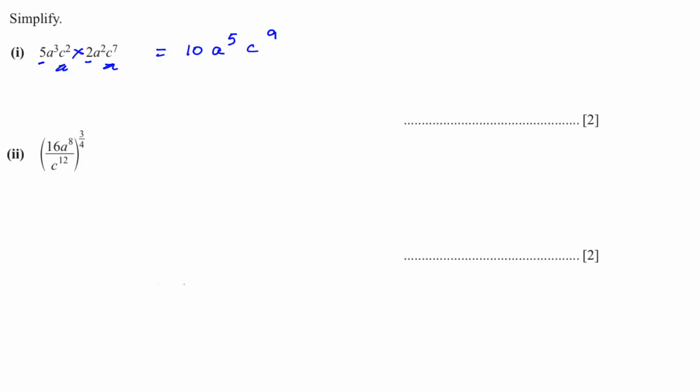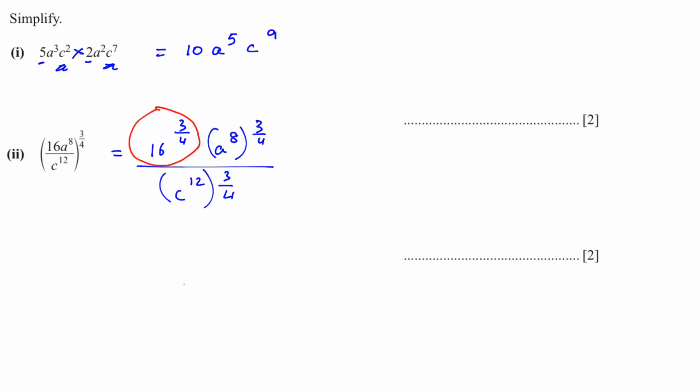For part 2, we have a bracket and the power is 3 over 4. This 3 over 4 is a power to all the terms which are inside. So 16 to the power of 3 over 4, a to the power of 8 multiplied by 3 over 4, and c to the power of 12 multiplied by 3 over 4. This you can put directly in the calculator and you will get 8.